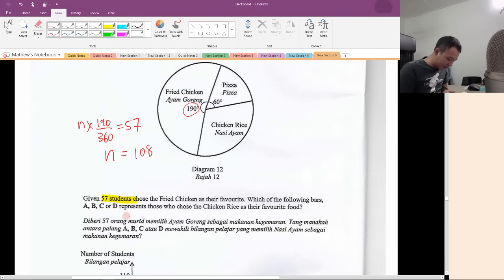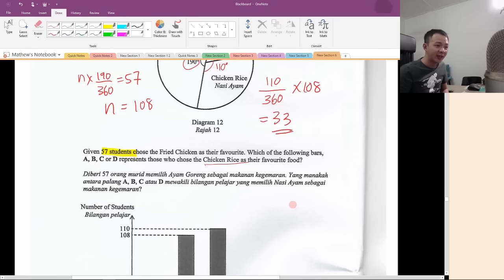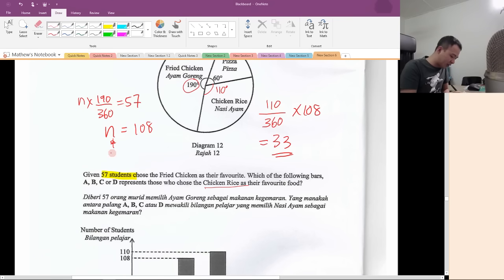Alright, so ABCD, which one represents the chicken rice? Okay, I want to know what's the angle for chicken rice. So I'm going to use 360 minus 60 minus 190. So it's 110 degrees. Therefore chicken rice will be 110 over 360 multiply 108. I should have 33 students who like chicken rice. Then I'm going to find where is the 33. This is 33, so the answer will be A. So n basically will be the total student.